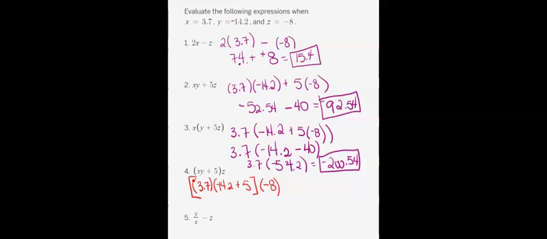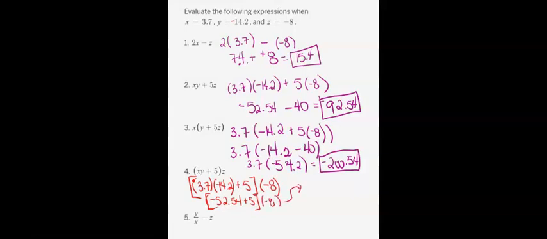So when I simplify this, I'm going to simplify what's inside the parentheses here first, the multiplication. So 3.7 times negative 14.2 ends up being negative 52.54. So I'm going to write that. Plus 5. And so I guess that could be a bracket there. Times negative 8.